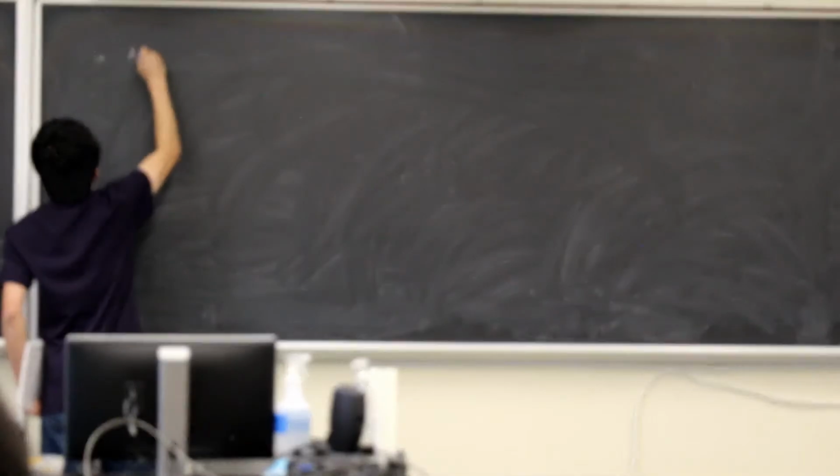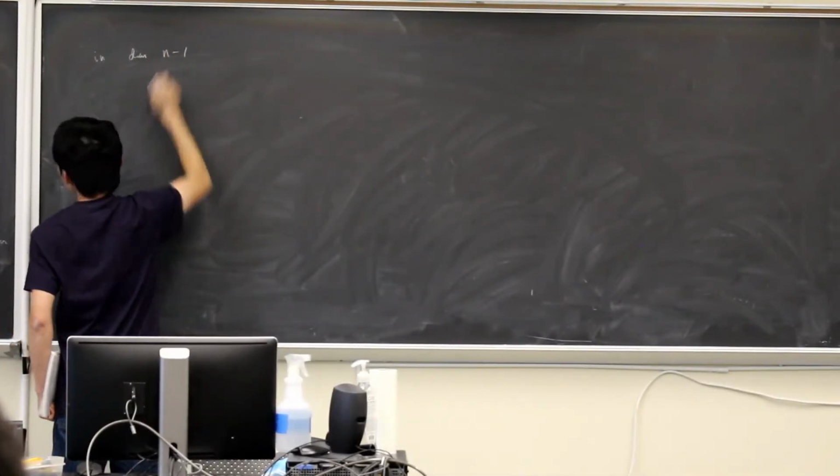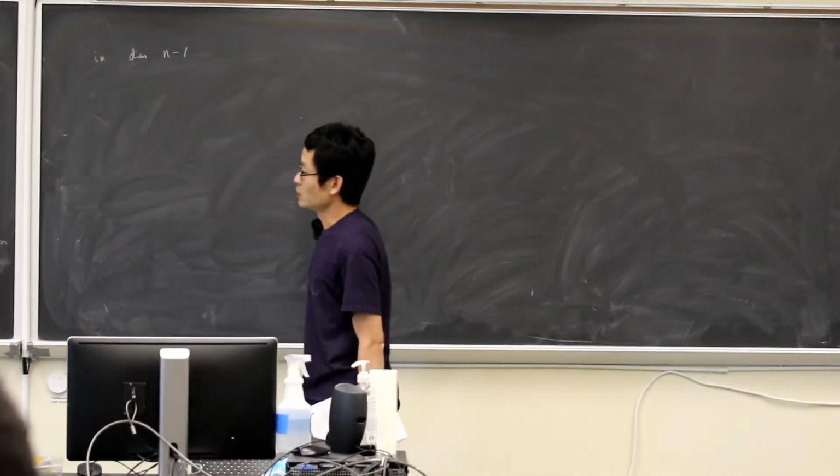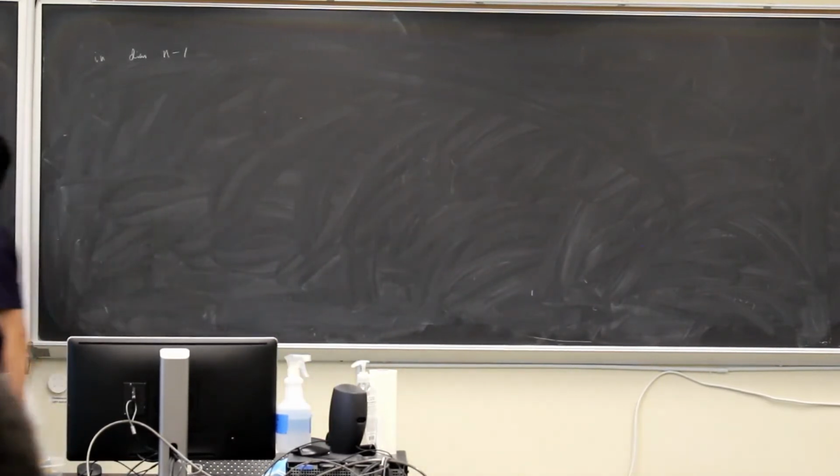In dimension n minus 1, you probably see that there is an action. The action is this, G acting on G mod a subgroup.